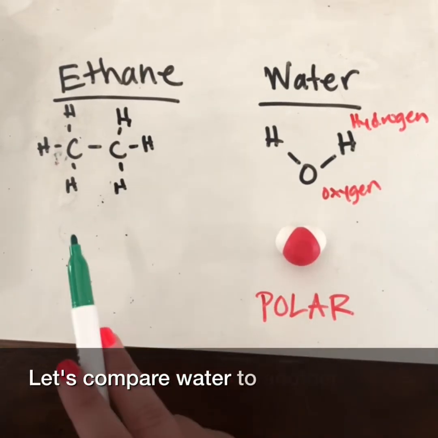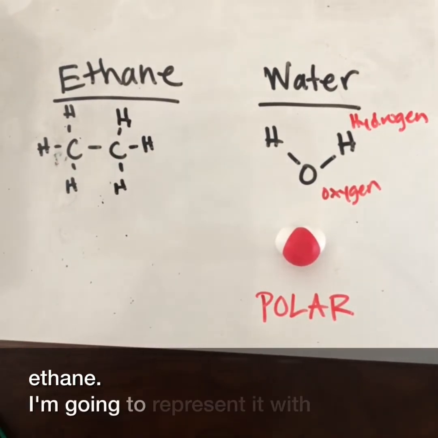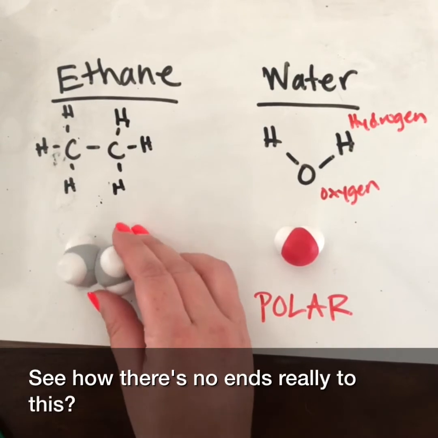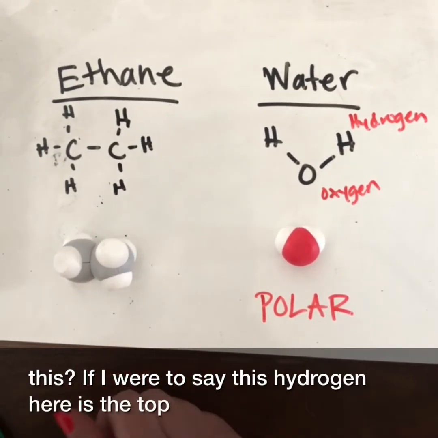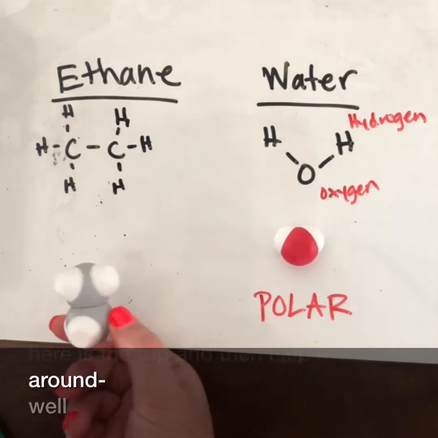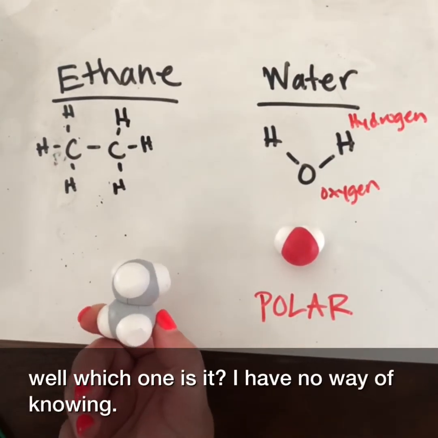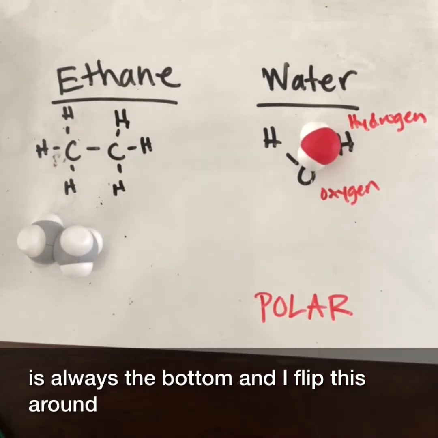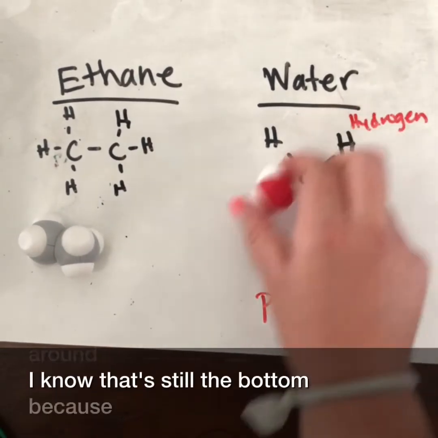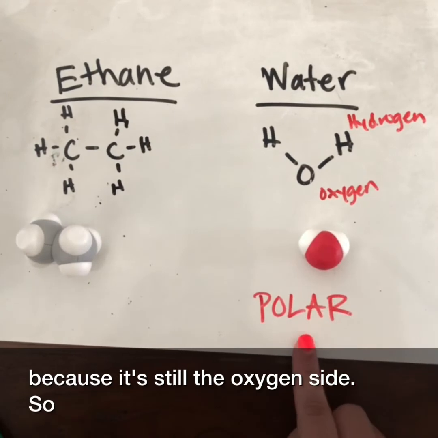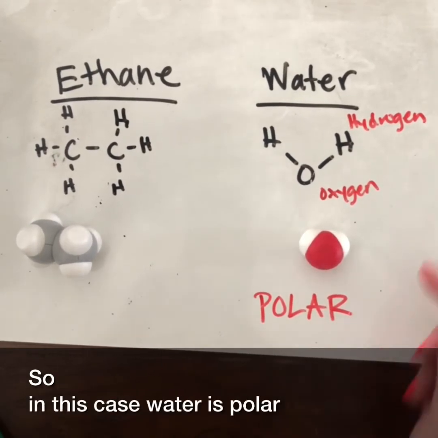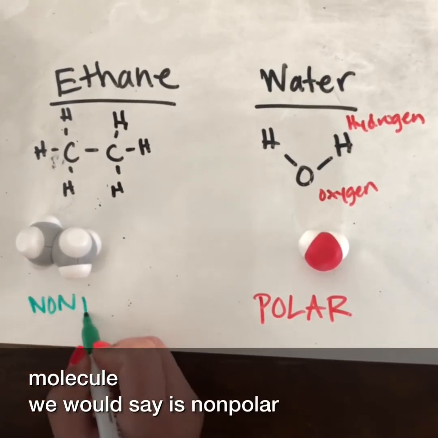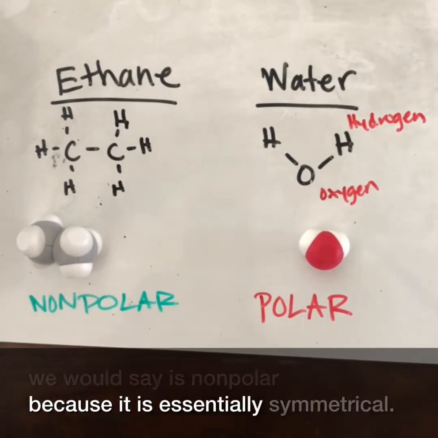Let's compare water to another molecule, ethane, which I'm going to represent with this toy. See how there's no ends really to this? If I were to say this hydrogen here is the top, and then I flipped it around, well, which one is it? I have no way of knowing. But if I said, okay, let's say this oxygen is always the bottom, and I flip this around, I know that's still the bottom because it's still the oxygen side. So in this case, water is polar because it has different ends, but this ethane molecule we would say is nonpolar because it is essentially symmetrical.